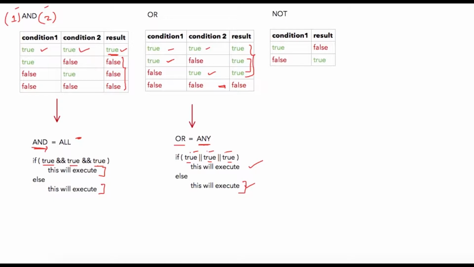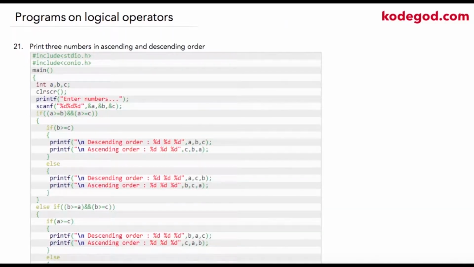Now in case of NOT, it is very simple. It will just negate the result of my existing calculation. So suppose I am writing true, not. Technically this is equal to false. Similarly, if my result is, let's say, false, and I am writing the negation operator, this is equal to true. Now we are going to learn a few programs on logical operators.